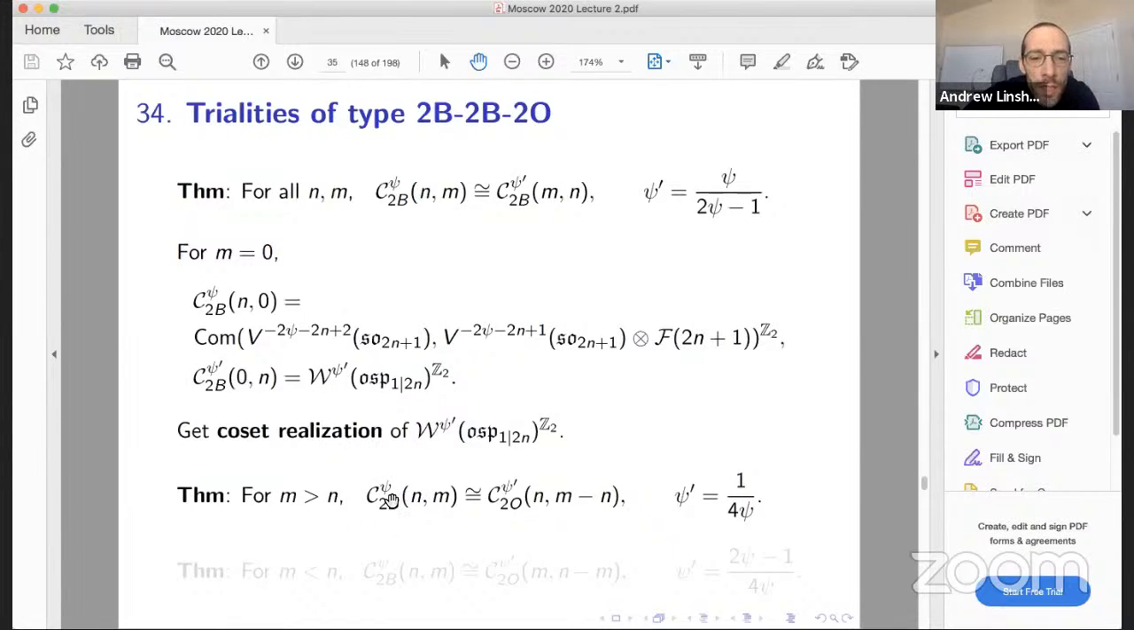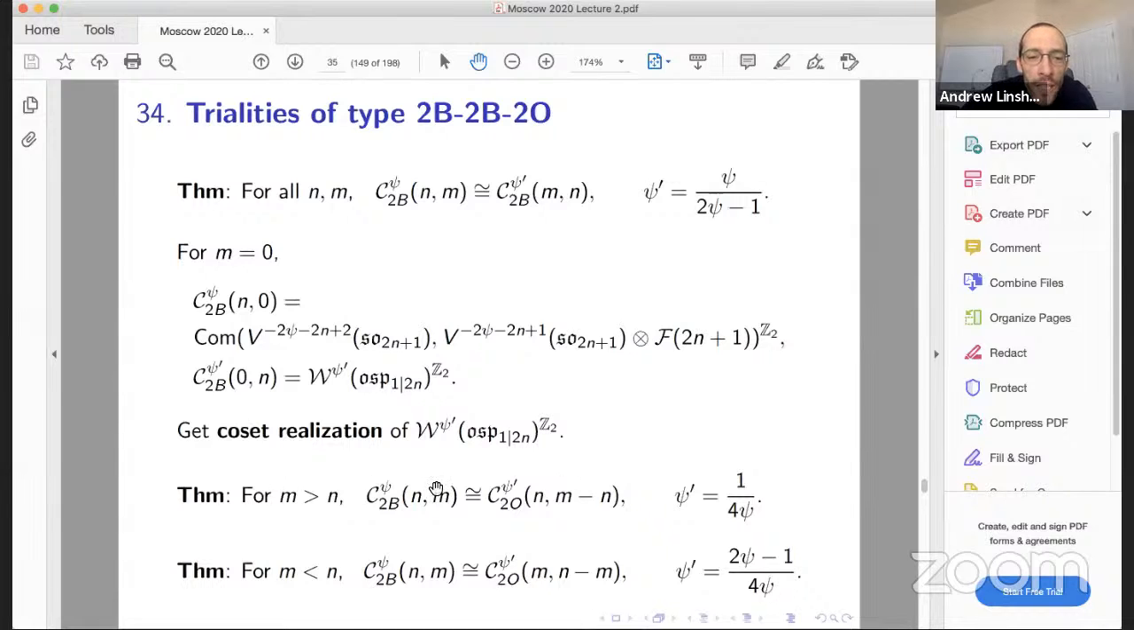Another piece of it is that C xi 2b is isomorphic to C xi prime 2o with this shift and with this shift. And this is an analog of Fagan-Frankel duality, because this is sort of like psi prime and 1 over, this is a little bit like psi inverse, except that there's this factor. And then this is when m is bigger than n, and when m is less than n, there's a slightly different version of it. This one you should think of more like the coset realization rather than a Fagan-Frankel duality.